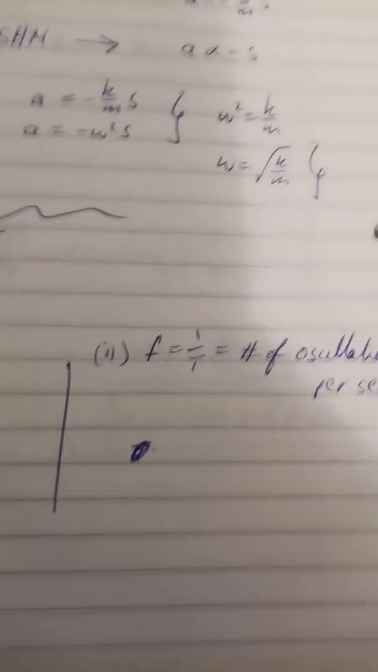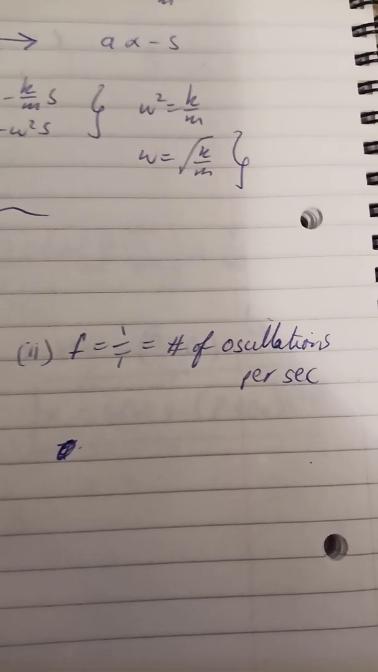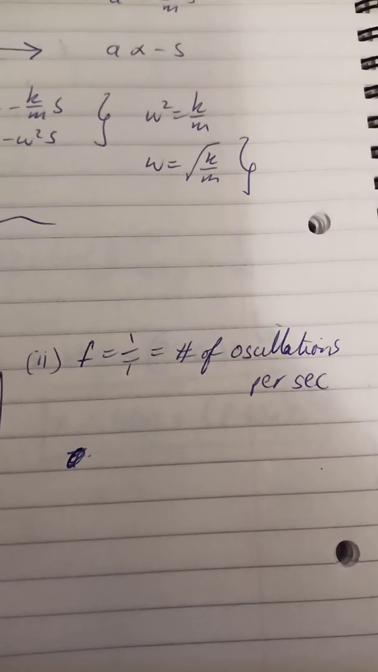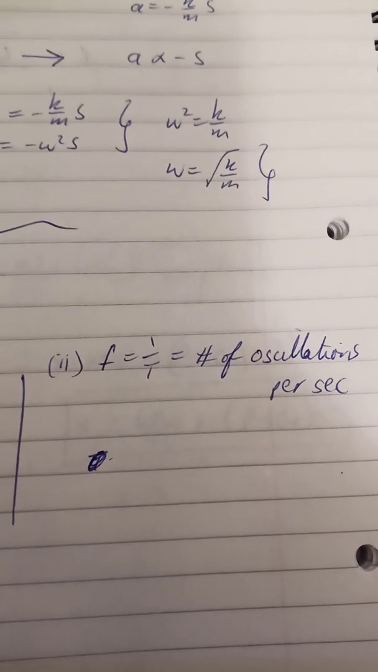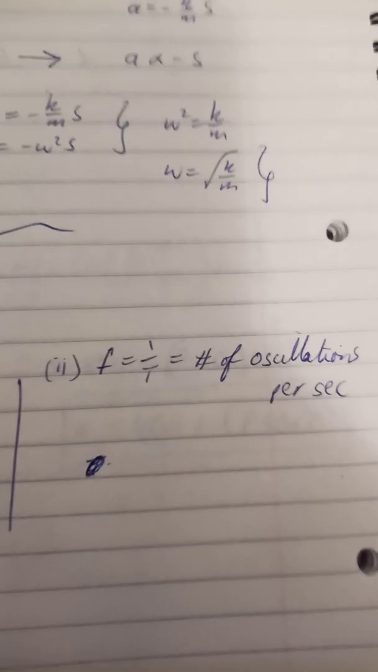And look, just for completion, f is the frequency, that's the number of oscillations per second, and that's equal to 1 over the periodic time. So whatever you got for the previous part, get 1 over it.